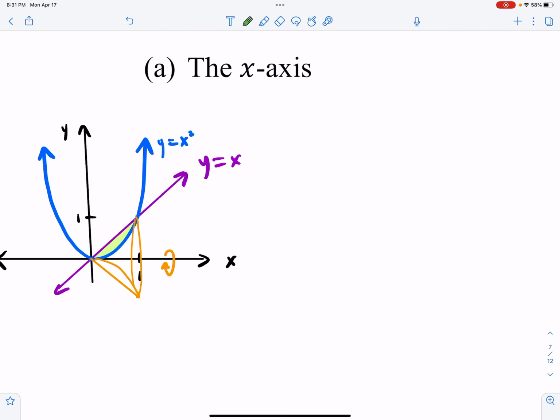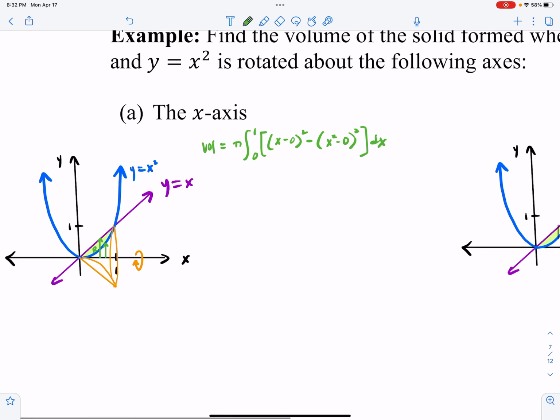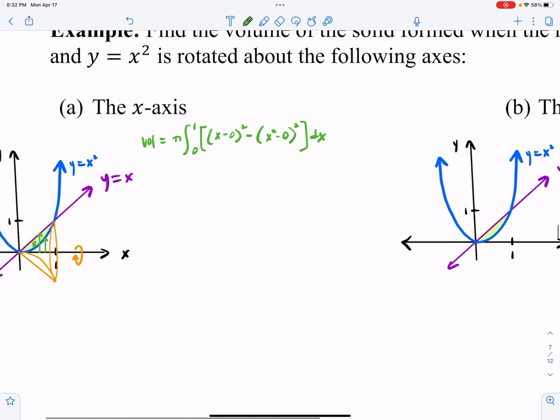But we would have big R and little r. So our volume will be pi times the integral from 0 to 1 of big R, which is x minus 0, squared, minus little r, which is x squared minus 0, squared, dx. And then you could simplify and integrate that, or if it were calculator active, you could pop it into your calculator.